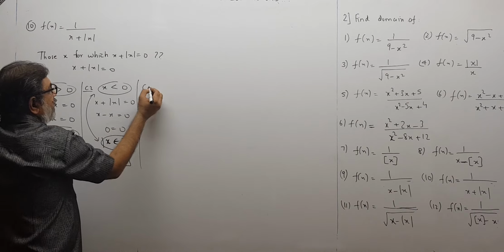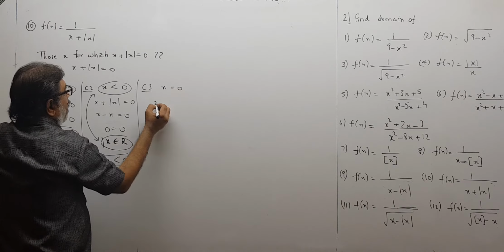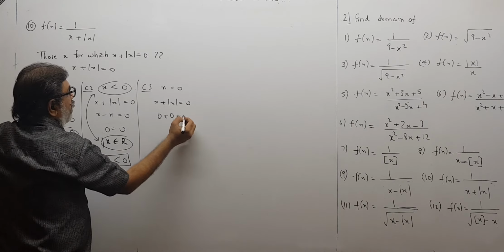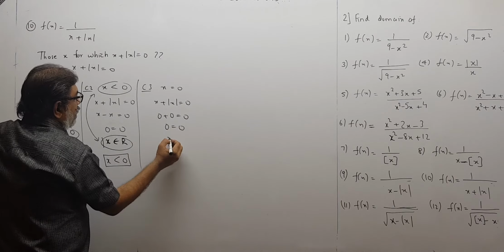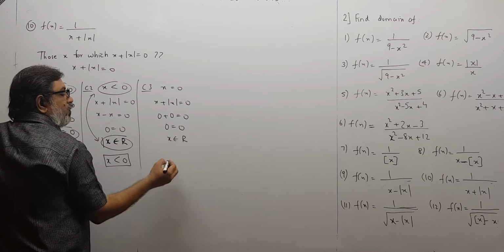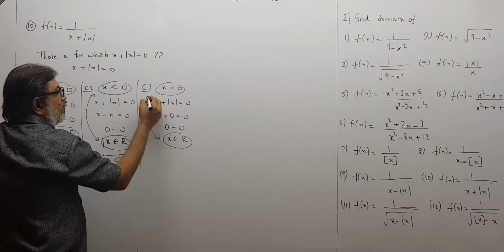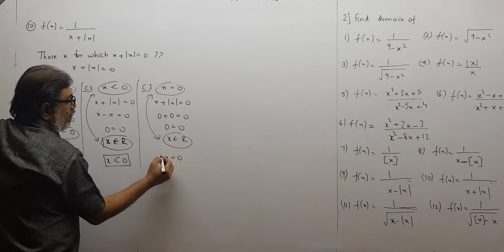And finally, case 3, x equal to 0. So x plus mod x is 0. So 0 plus 0 is 0. This is a correct conclusion. x belongs to R, and this was my precondition. Intersection of these two, that will be only x equal to 0. I hope you can understand.